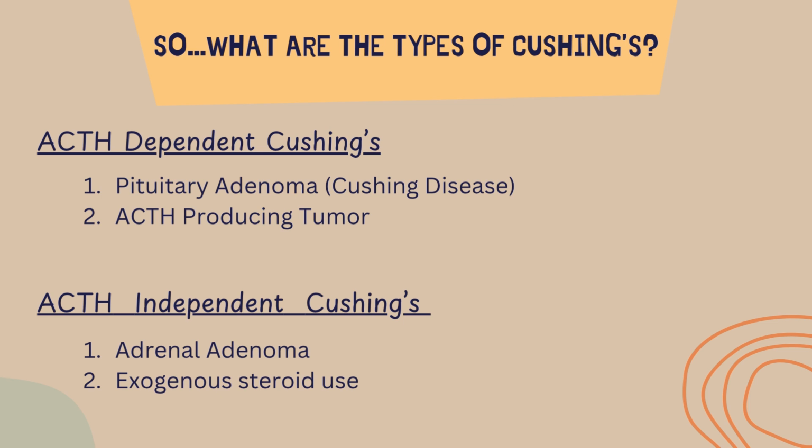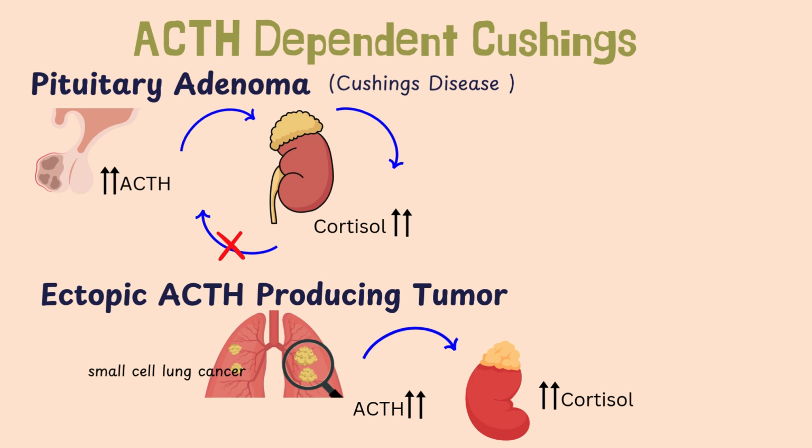So what happens in Cushing's? Basically, the balance goes out the window. Let's discuss the conditions that can cause elevated cortisol. There are a few. We have what's called ACTH-dependent Cushing syndromes and ACTH-independent Cushing syndromes. Let's review ACTH-dependent Cushing syndromes.